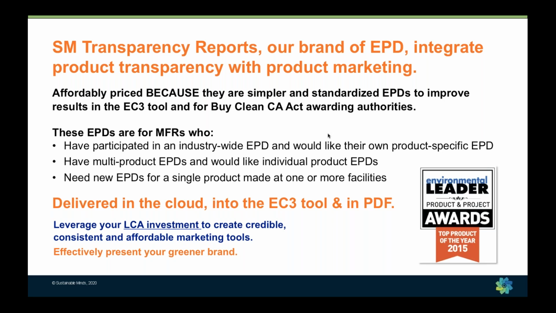We call ours a transparency report. It's an EPD that integrates product transparency with product marketing, so that now that environmental performance is one of the criteria that people use to make comparative decisions between manufacturers' products and between other manufacturers' products, you want everything that you're going to use to make a decision about a product in one place.